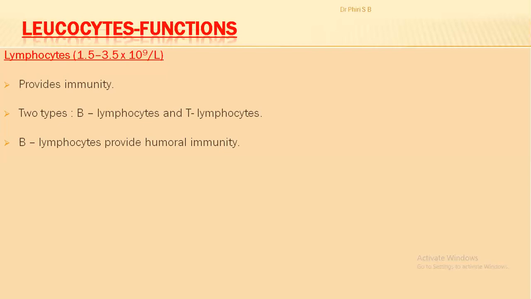Humoral means fluids. So the B lymphocytes, once they are activated, will differentiate into plasma cells, and the plasma cells will produce antibodies. These antibodies are found within body fluids, hence the name humoral immunity. T lymphocytes provide cell-mediated immunity. This is where antigen-presenting cells present the antigen to the T cells, and the T cells are activated. Once activated, they are able to recognize the microorganism or the pathogen so that they can attack it.